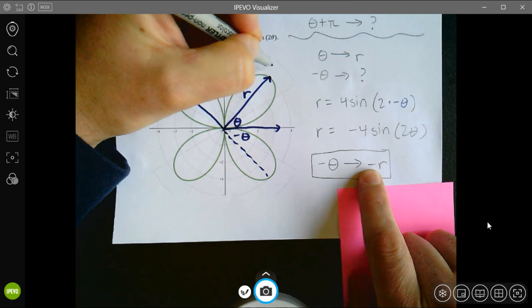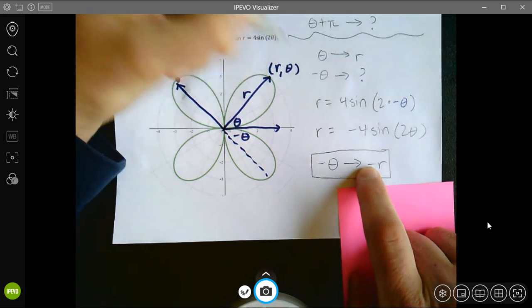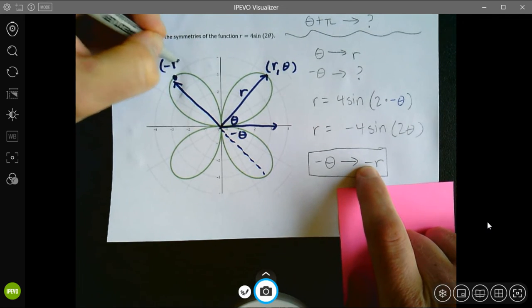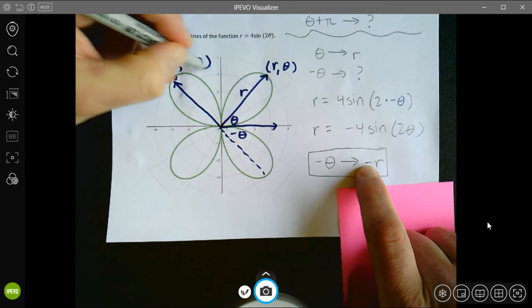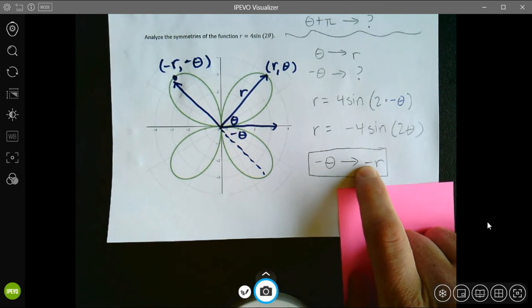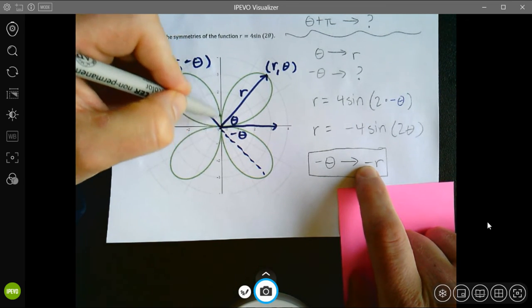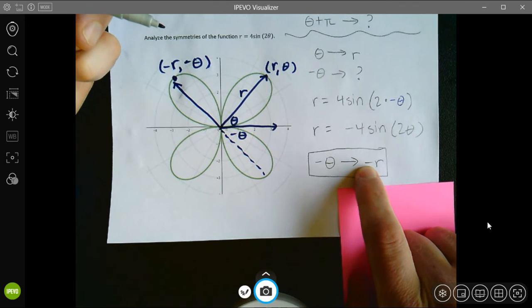And now we've shown r, theta and negative r, negative theta. Those points have to correspond on the graph. And so this graph has symmetry with respect to the y-axis.